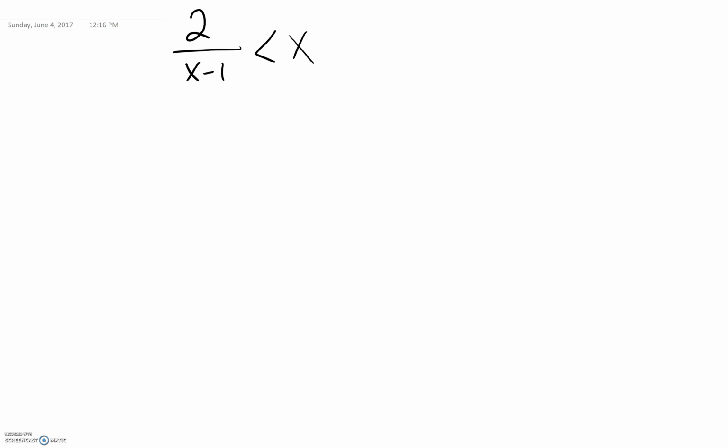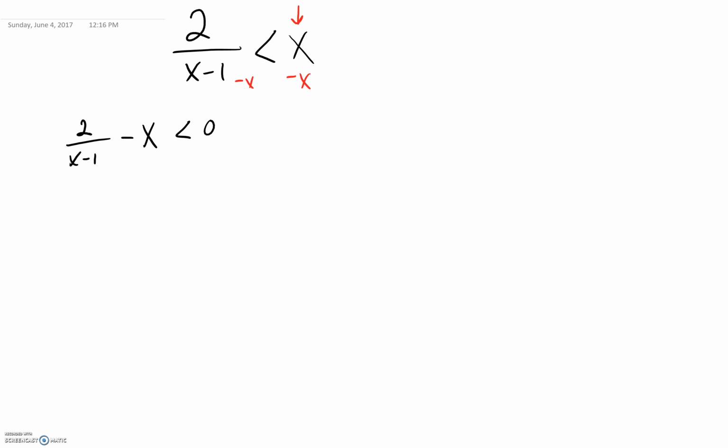So the first thing we do is we're going to take one of our sides and move it all over so that everything we have is on one side of our inequality. And since this is an easier side just to move, I'm just going to subtract x from both sides. Now I'll get 2 over x minus 1 minus x is less than 0.